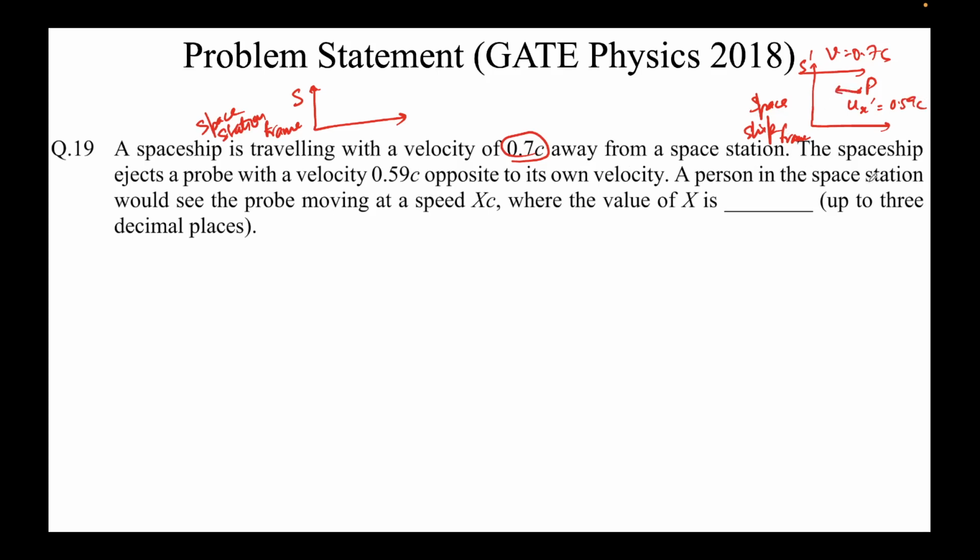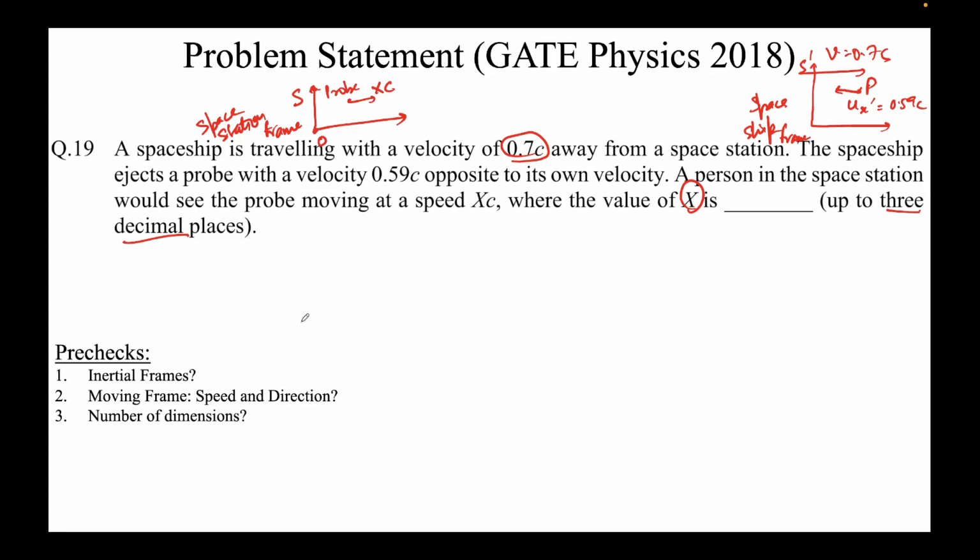Now a person in the space station, our observer O, our good friend, sees the probe moving at speed xc. So this person here sees that the velocity of this probe is x times c and we need to find the value of x. This is a numerical answer type question. We'll find our answer and then round it off to 3 decimal places. This is a practice you must remember, because sometimes marks are not given if you don't round it off properly. One of my friends suffered due to this.